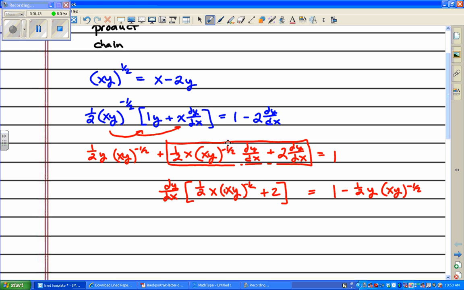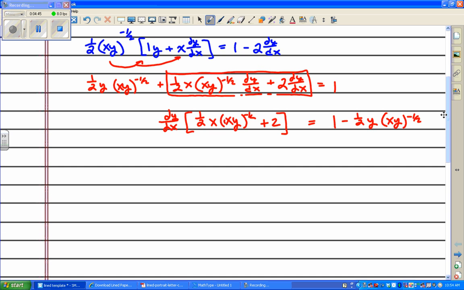And then to solve for dy/dx, I'm going to have 1 minus 1/2 y(xy)^(-1/2) all over this stuff of 1/2 x(xy)^(-1/2) plus 2. Okay. Now, we do have some negative exponents in there, and that's a problem in terms of simplifying.